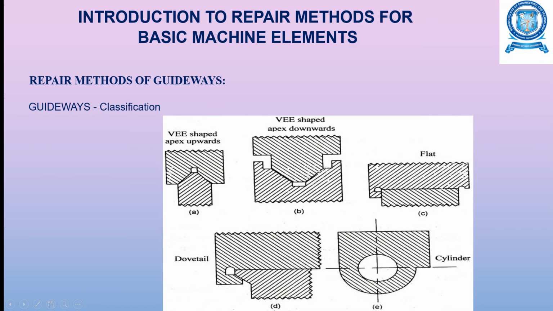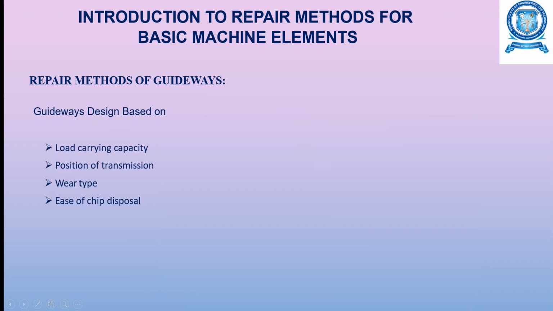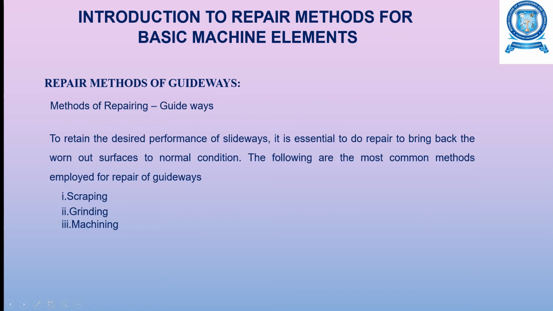These are the different classifications of guideways: V-shaped apex upward guideways, V-shaped apex downward guideways, the third is the flat, the fourth is the dovetail, and the fifth is the cylinder type. So this is the classification of these guideways. Guideways are mostly designed based on the load carrying capacity, position of transmission, the type of wear, and the ease of chip removal.